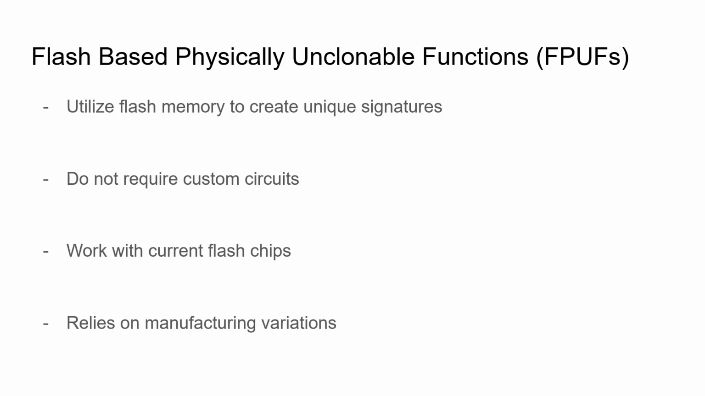So we can actually utilize flash memory to create physically unclonable functions, referred to as flash-based physically unclonable functions, or FPUFs. As stated earlier, flash memory is used in most modern devices and would therefore be relatively easy to implement in existing devices with flash chips, and a manufacturer would have no need to create custom circuits or hardware for new products. This process also relies on the already existing variations in manufacturing flash memory.